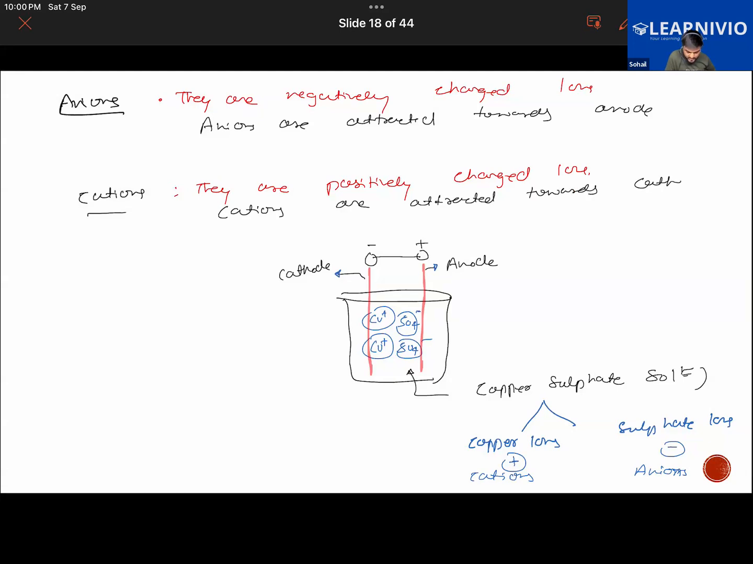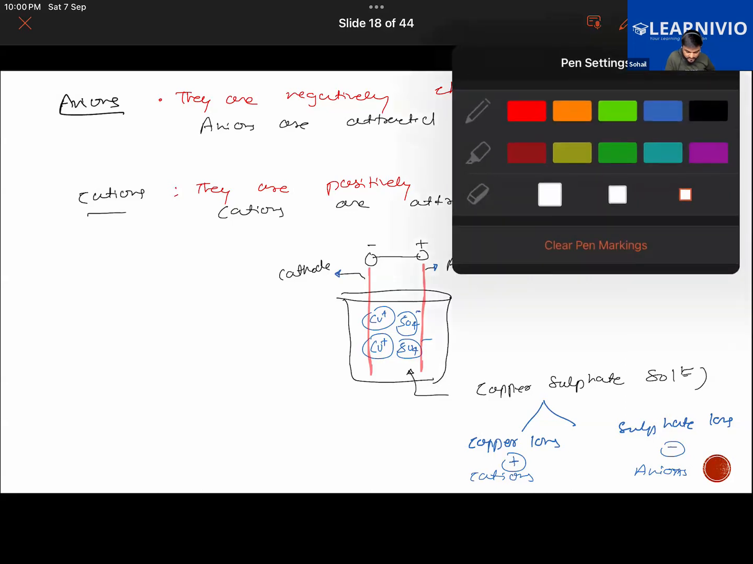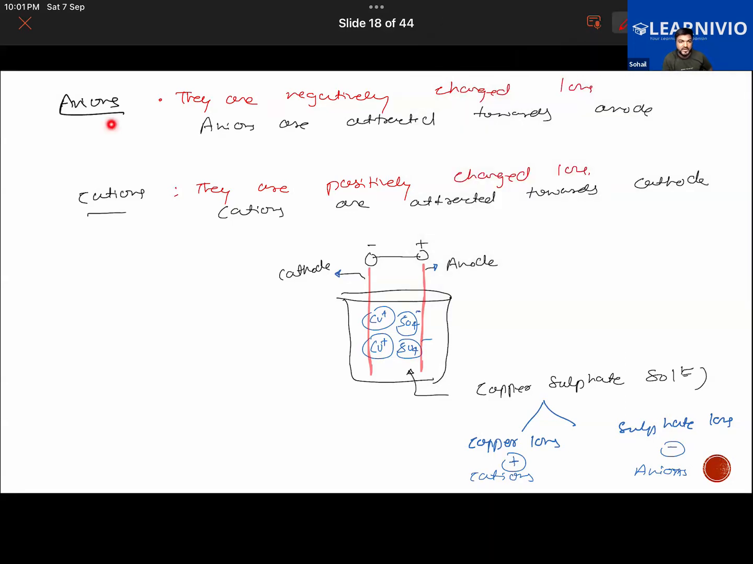If you ever get confused in this, you can remember it just by looking at the first 2-3 letters of the word. Anions, anode. Cations, cathode. In this manner, just memorize the first 3 letters.